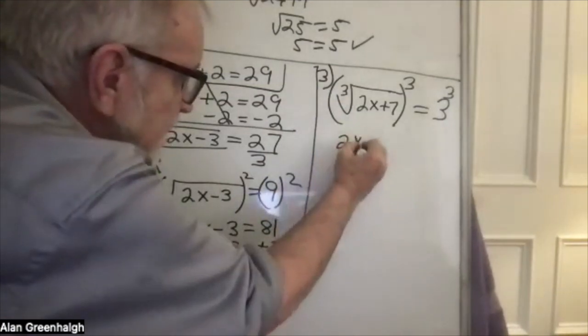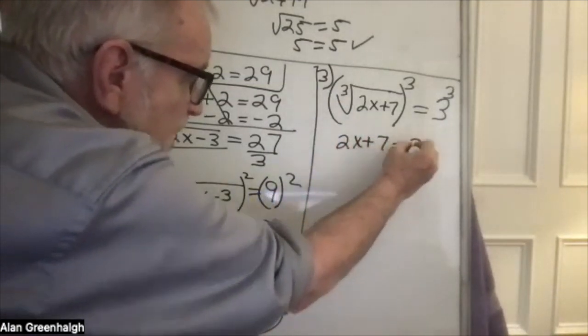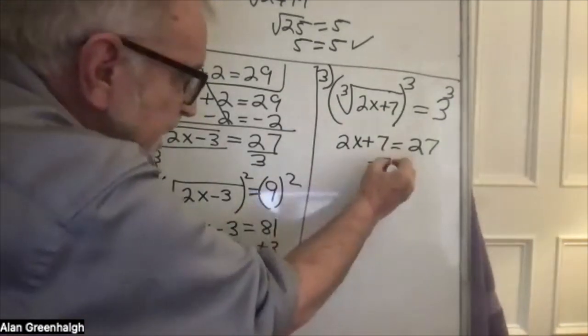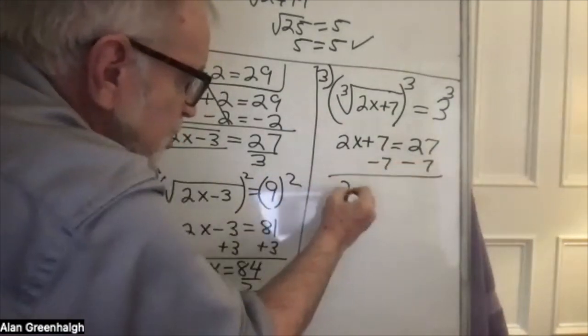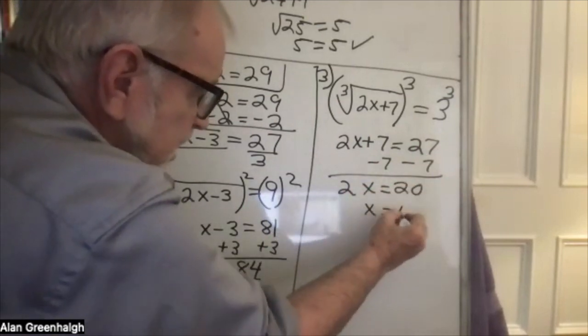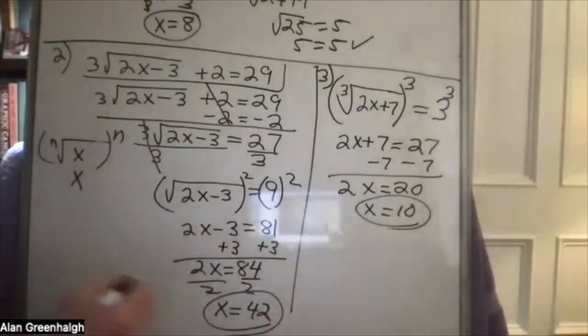You get 2x plus 7 equals 27. 3 to the third is 27. And then minus 7, 2x equals 20. And x is equal to 10. Okay, so that's pretty straightforward stuff.